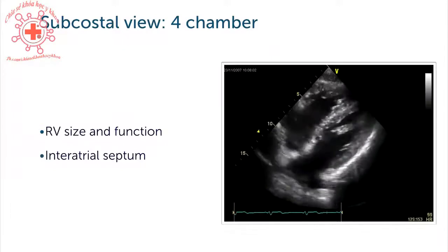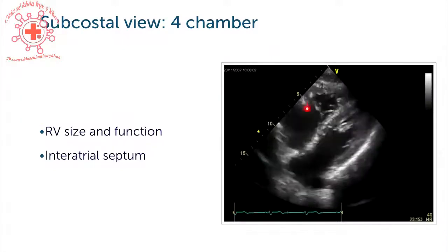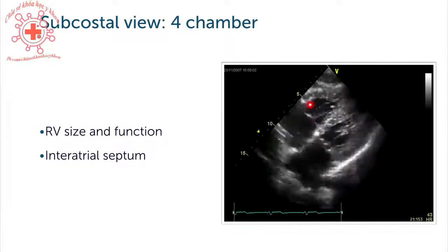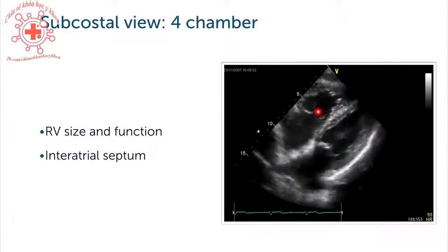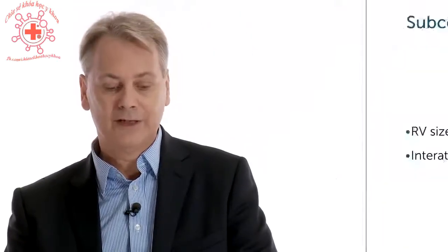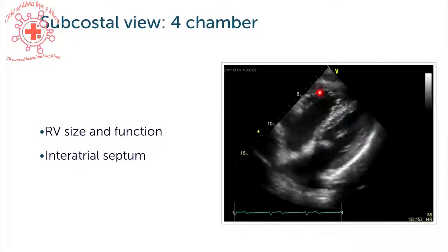And if we now look at the different pathologies that we can look at with the subcostal view, we've got the right ventricle here, where we're looking at the size, function, but also at the thickness of the free wall. The subcostal view is one of the best views to look at right ventricle hypertrophy. You see here some degree of RVH which is present in this patient.